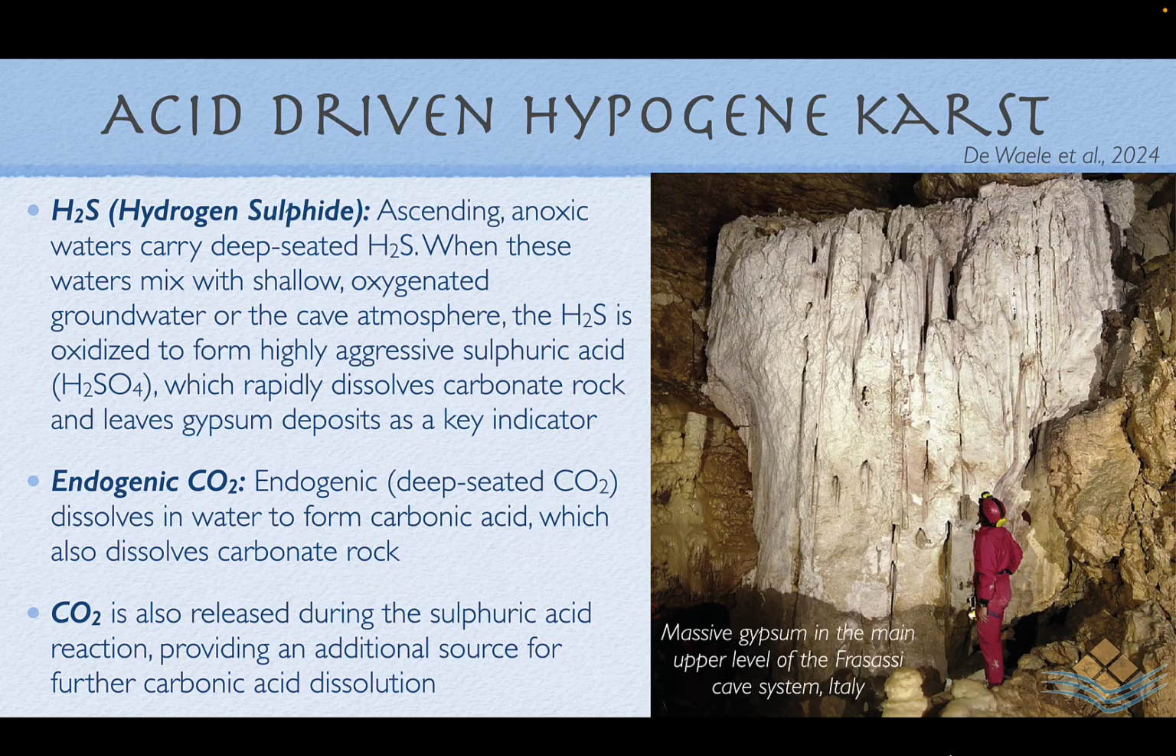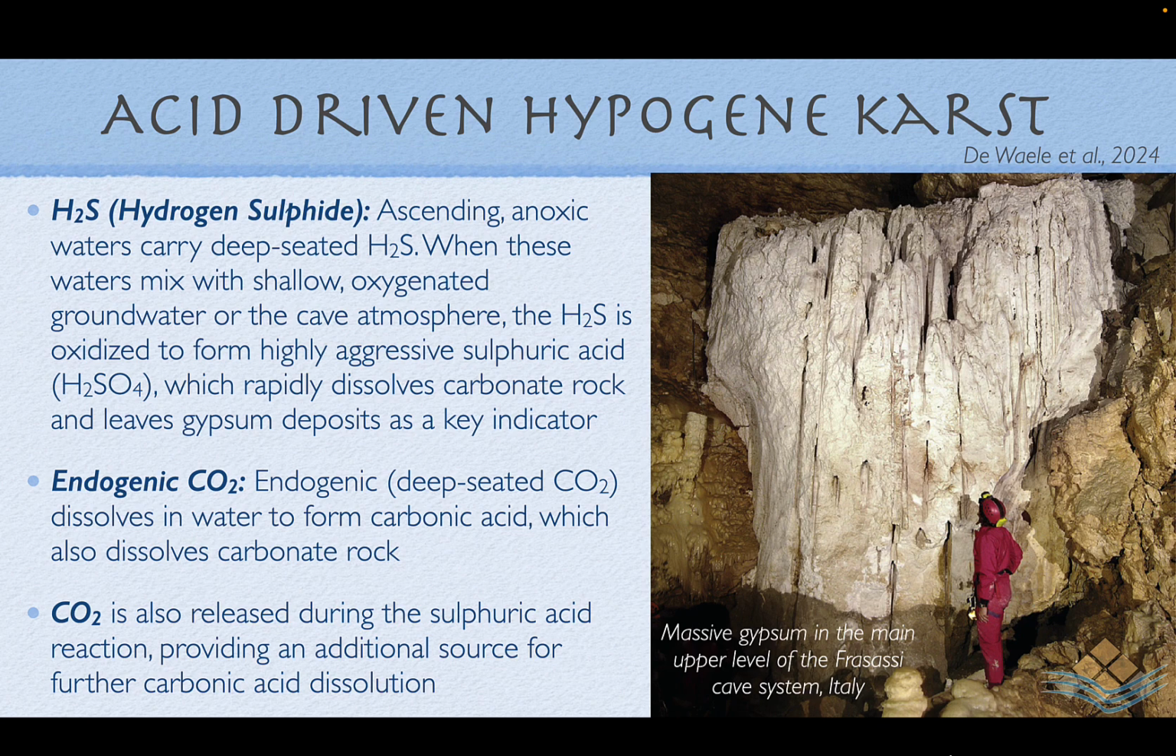One of the characteristic features of hypogene karst, where we have these ascending anoxic deep-seated H2S sources, is that as they reach the more oxygenated groundwaters, or even into a cave atmosphere, the H2S is oxidized to form quite aggressive sulfuric acid, and that rapidly dissolves the carbonate rock. But because of the enrichment of calcium and sulfate in the residual waters, we get mesogenetic gypsum forming as a key indicator of hypogene processes.